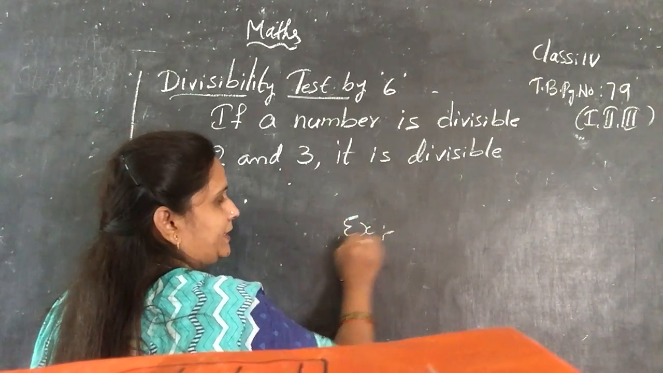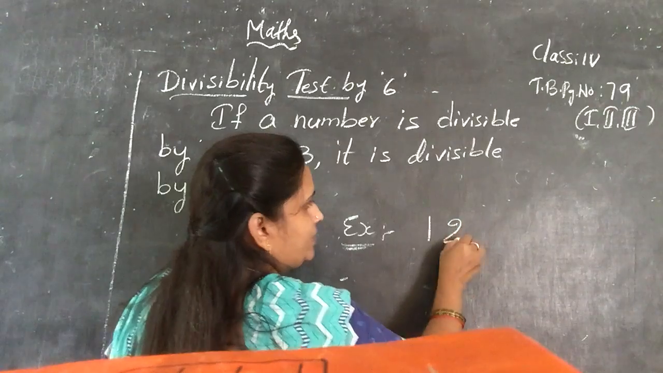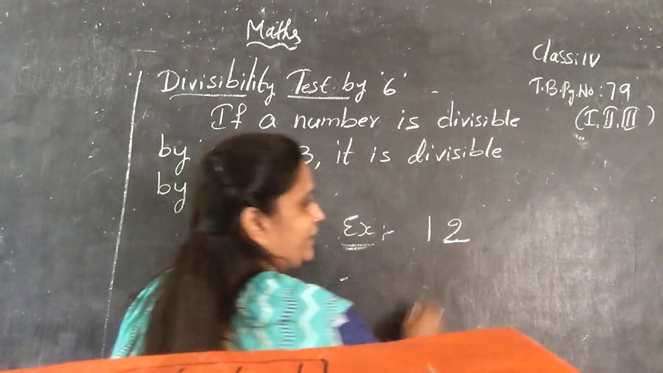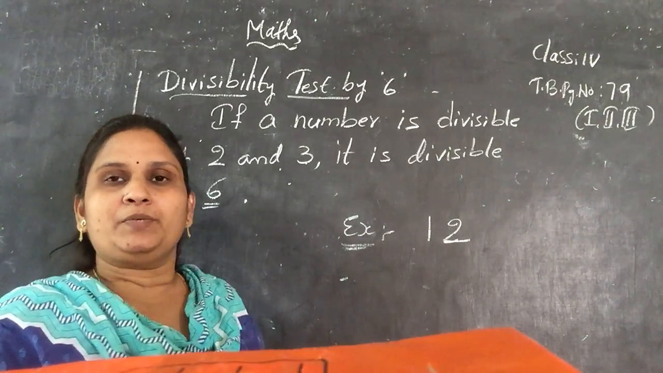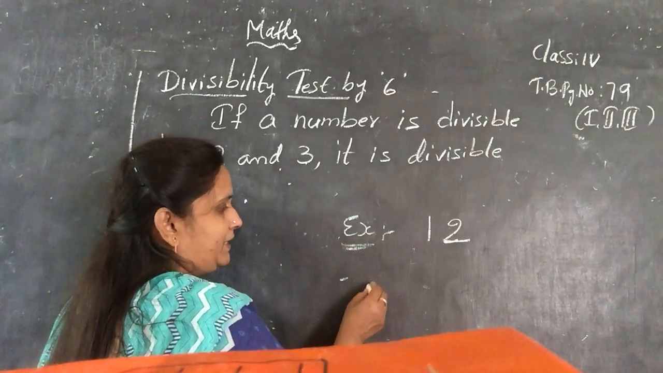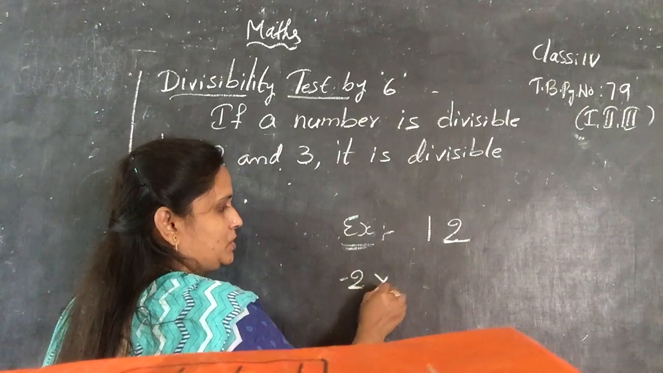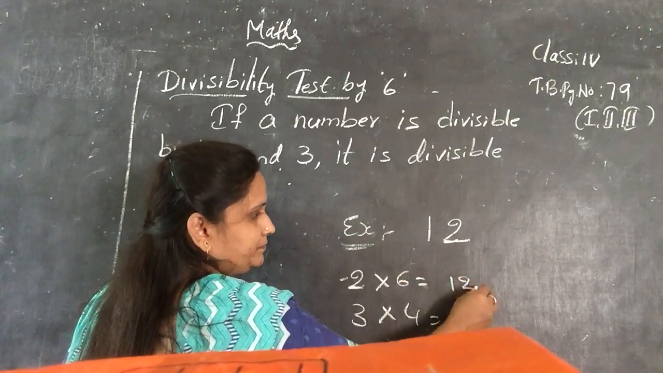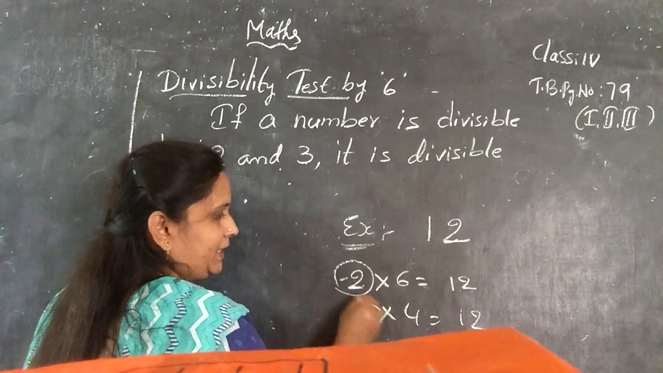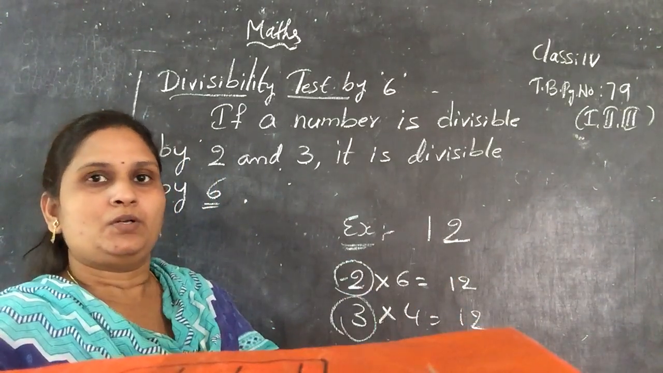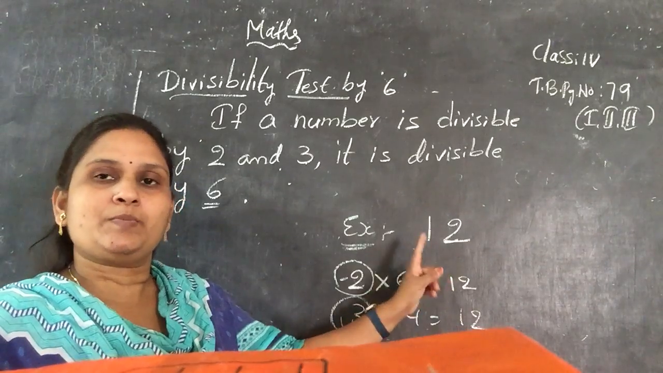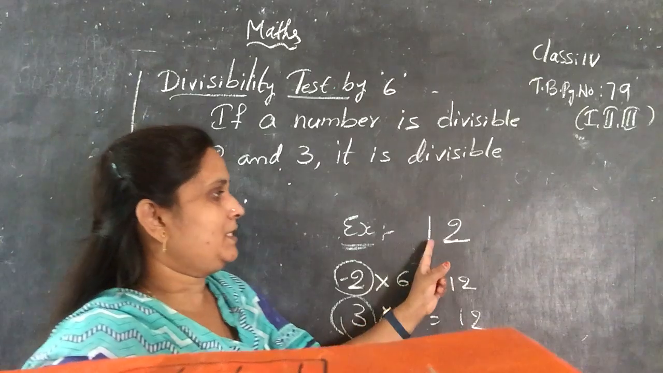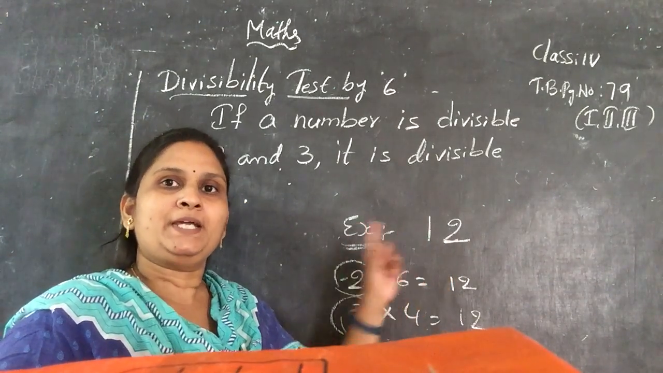For example, look at the board. I am explaining this example, don't write it in the classwork. The number 12 is a multiple of 2 and also a multiple of 3. It means 12 can be divided in the 2 table, 2 6s are 12, and in the 3 table also, 3 4s are 12. So 12 is divisible by 6 also, because it is divisible in both the 2 and 3 tables.